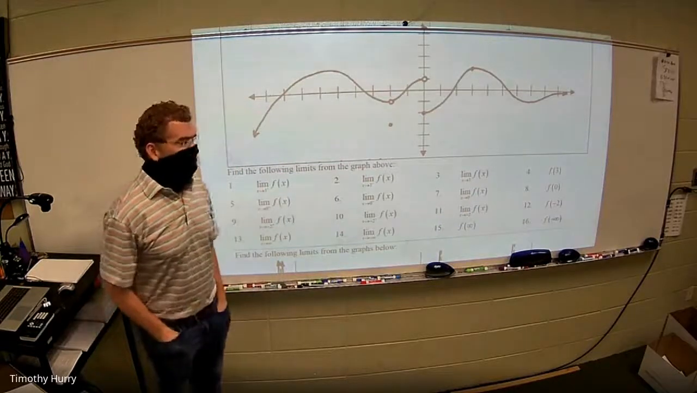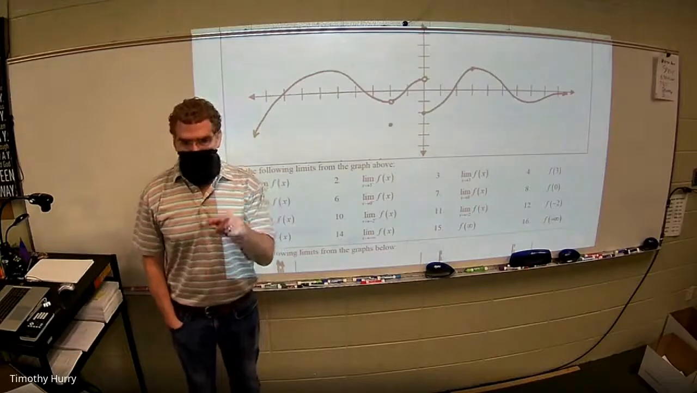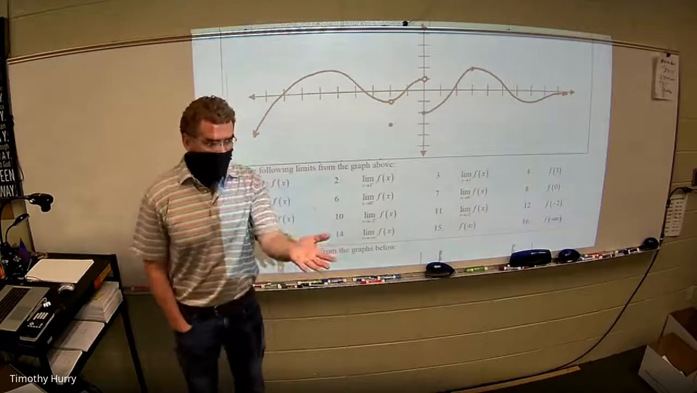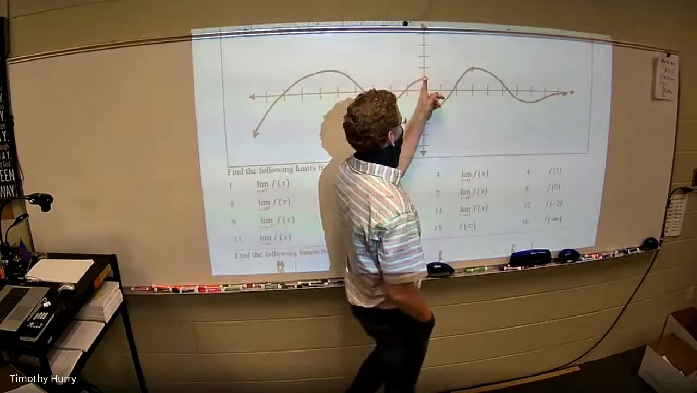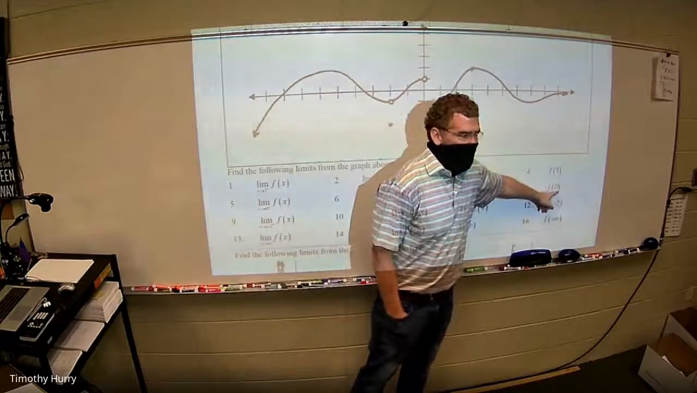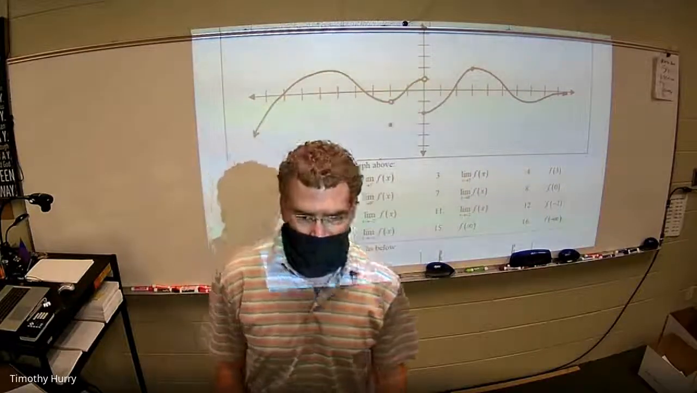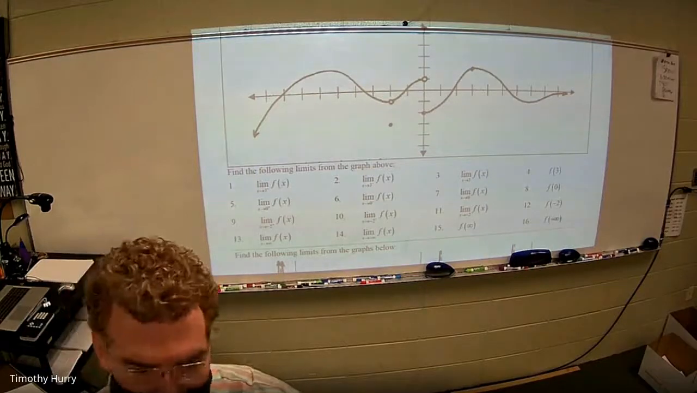All right, what about 8? What does 8 say? When x is 0, what's the y value? What would you say? Negative 2, because that's where the point is. What if they were both holes? Or what if they were both open? What would you say for the value? Then you have to say D and E. What if they were both colored in? It's a trick question. It's not a function. So you'll never see that.